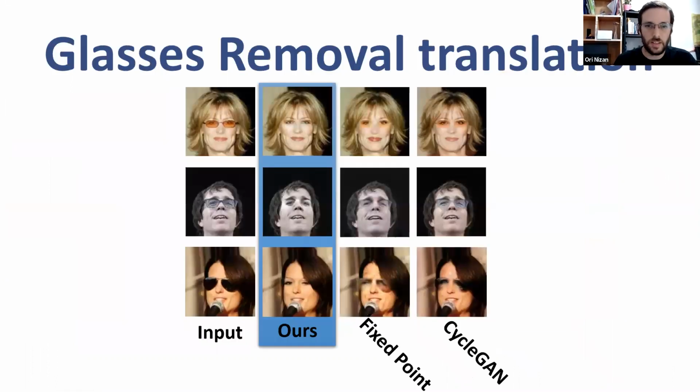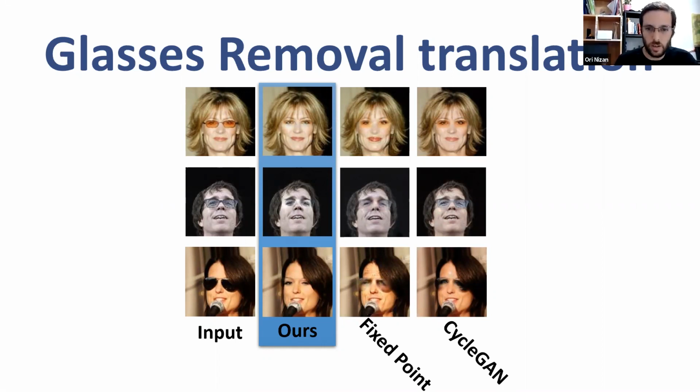The next task is glasses removal. Given an image of a person with glasses, the goal is to generate an image of the same person but with the glasses removed. While in the previous application the whole image changes, here the challenge is to modify only a certain part of the face and leave the rest of the image untouched.